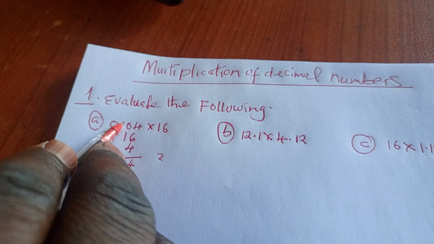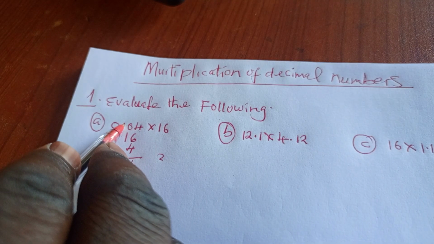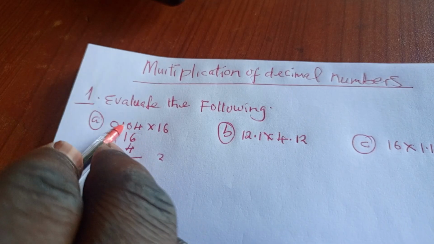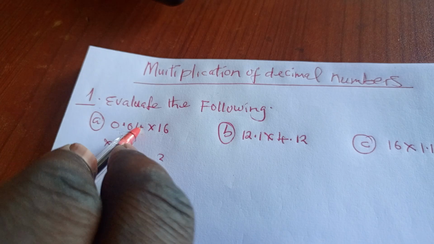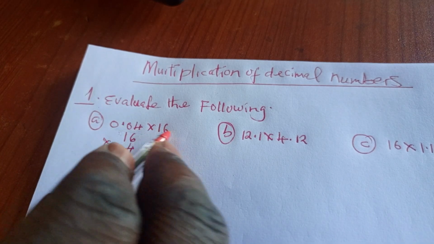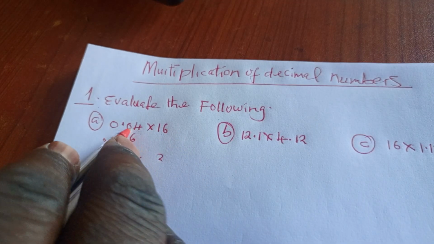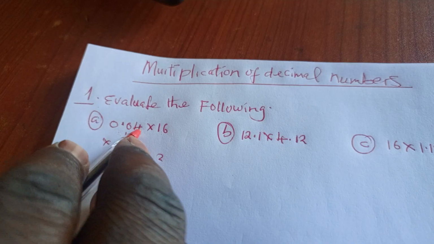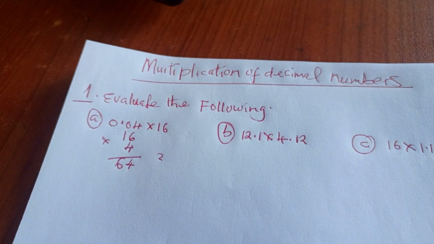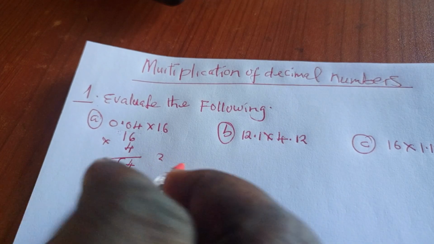So in short, after the point, how many numbers are there on the right hand side? In the first number, after the point, I have 1, 2, so I have 2 numbers. Then here I don't have a point, which means there are no decimal places. So I just get the number of places, which is 2, which means my answer needs to have 2 digits after the point.